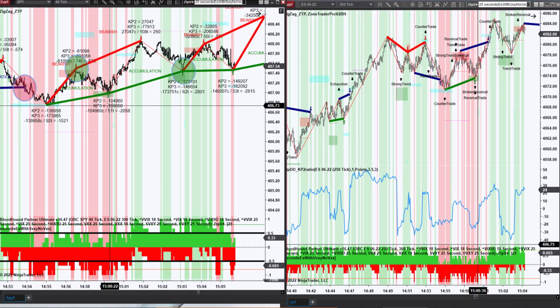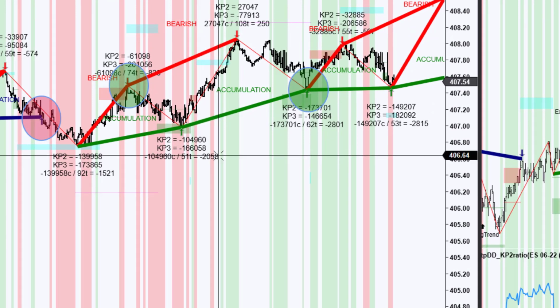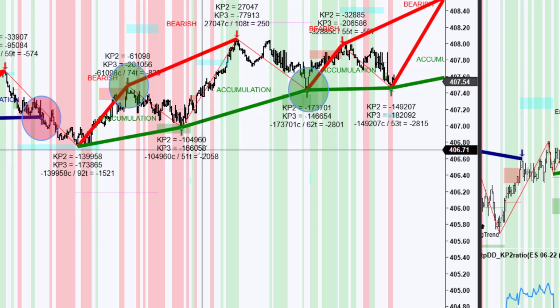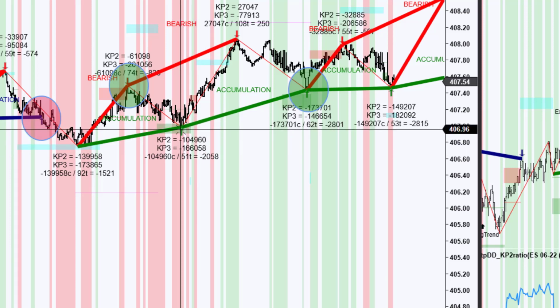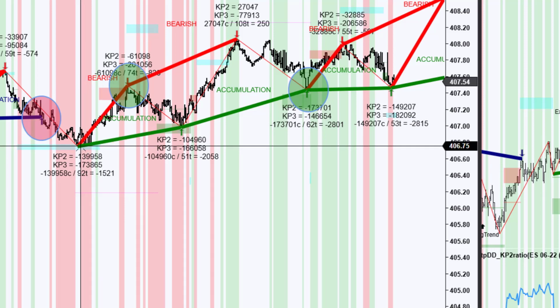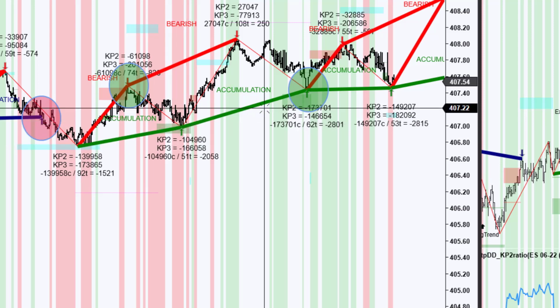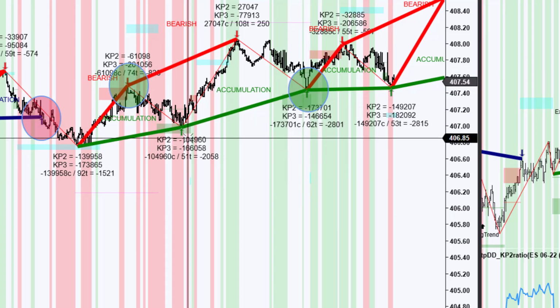And these numbers that you see right here for what I call the KP2 ratio are very important. Basically, a number that is approaching 2,000 shares per tick is something that I consider to be a decent value for accumulation. And you see back here at the low, they were accumulating at a rate of 1,500 shares per tick. Here it was 2,058.